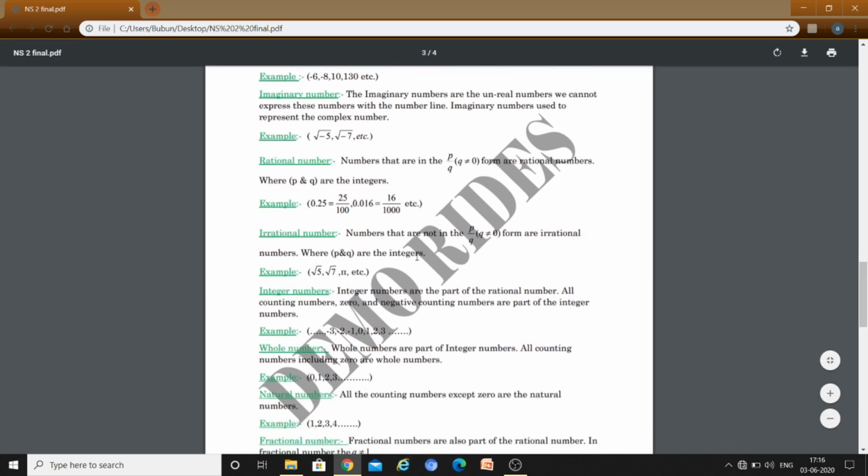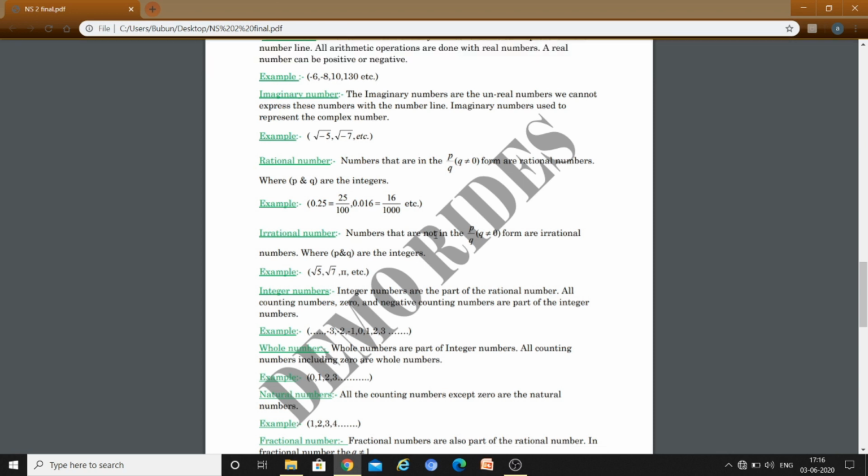Now, what is an irrational number? Numbers that are not in the p by q form are irrational numbers. Here also q is not equal to 0 and p and q are integers, but we can't represent these irrational numbers in p by q form. Let us take examples: root over 5, root over 7, pi. We can't represent these in p by q form. That's why we call these numbers irrational numbers.